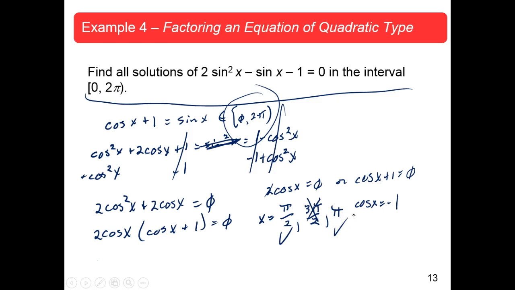Okay. 2 of the 3 were correct solutions. 1 of them was not. Anytime you square both sides of an equation, you've got to check your results. You may have introduced extraneous solutions, and you don't want to do that.